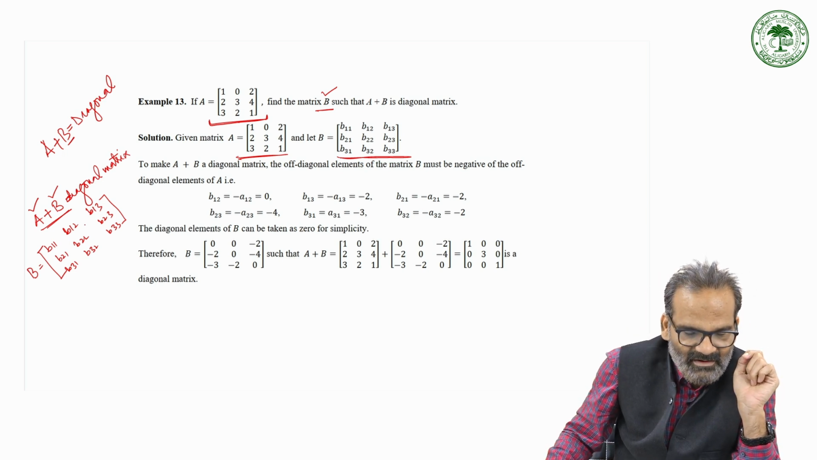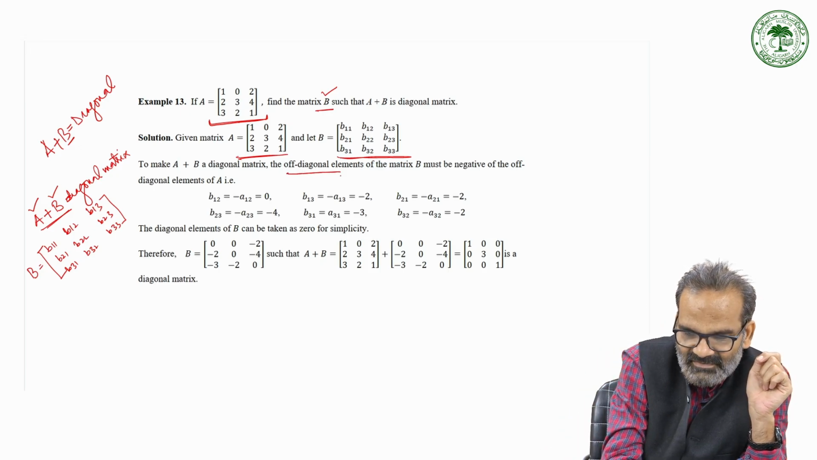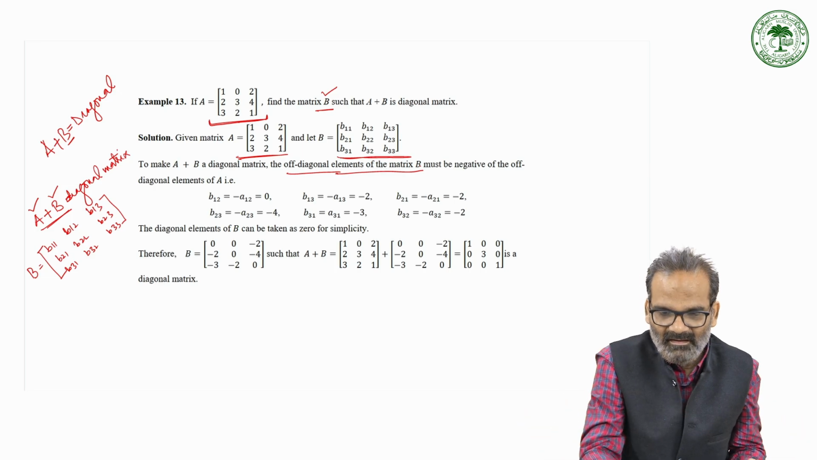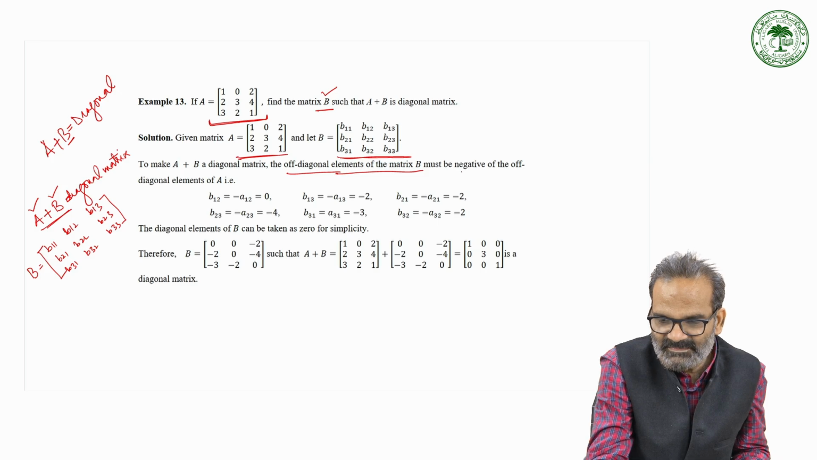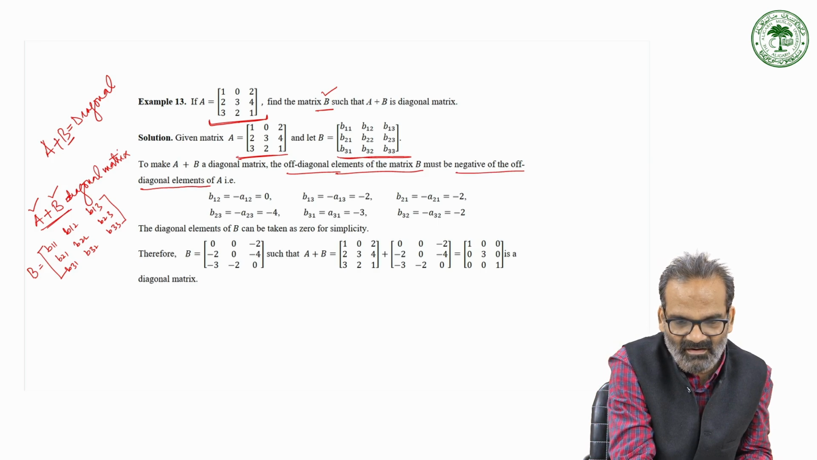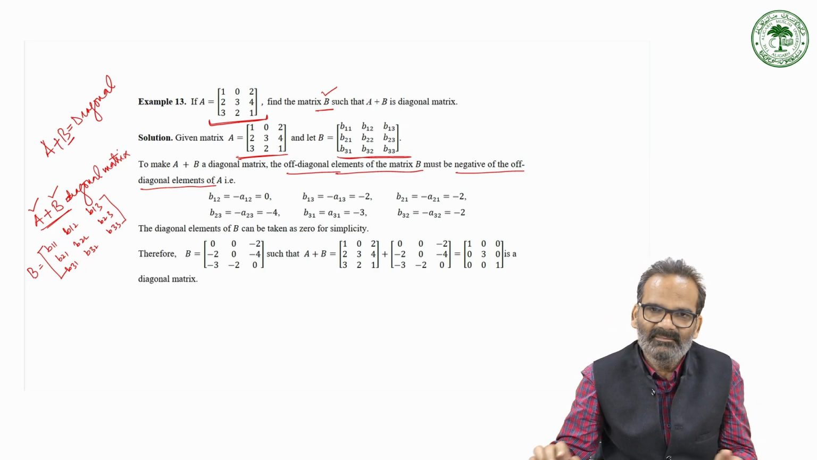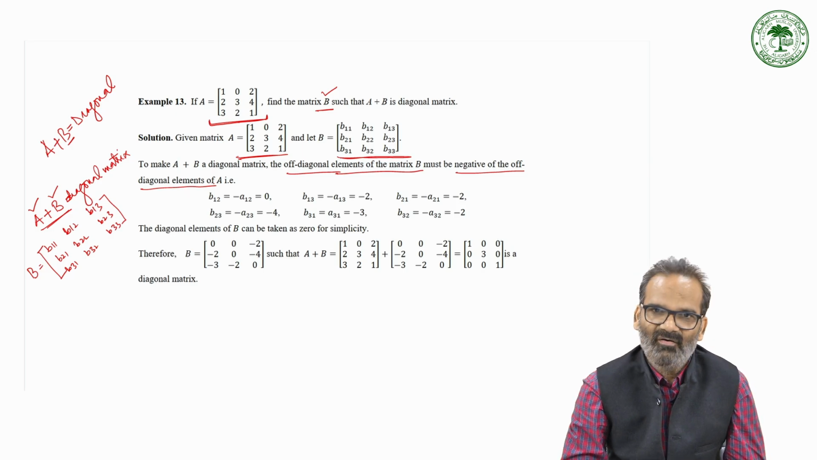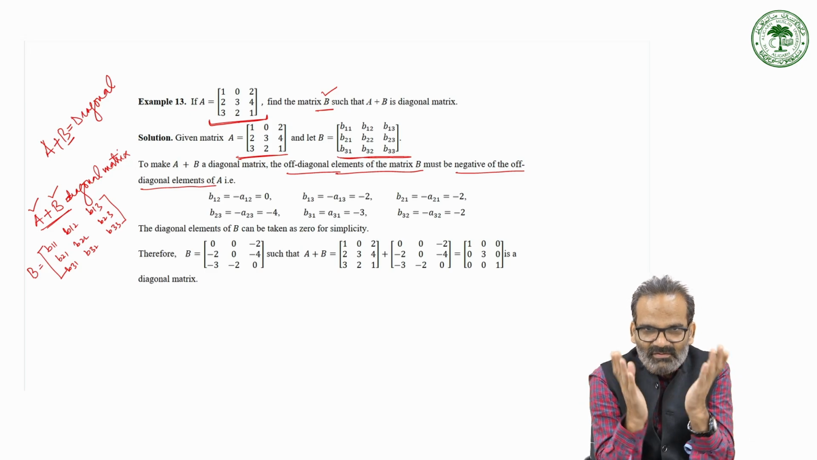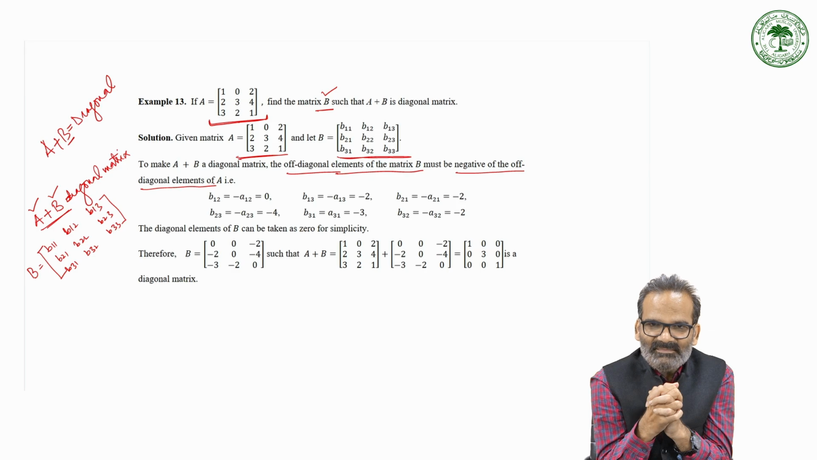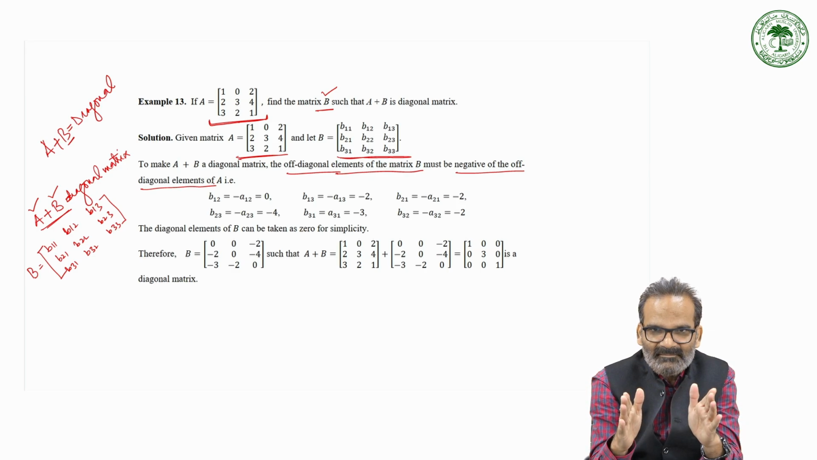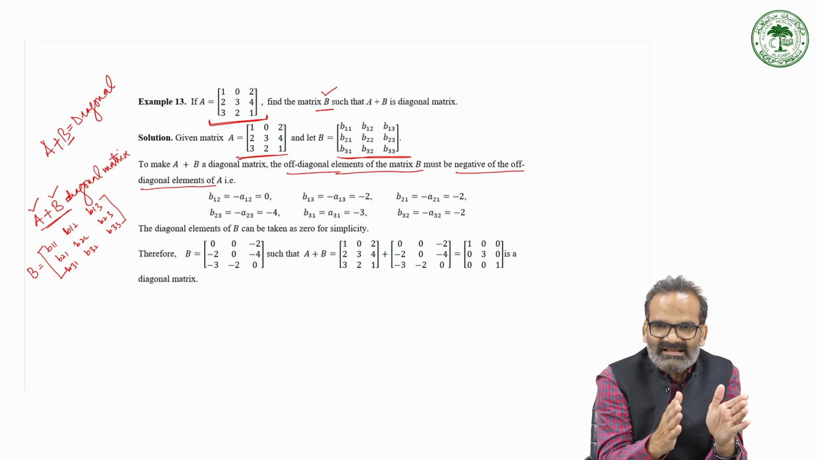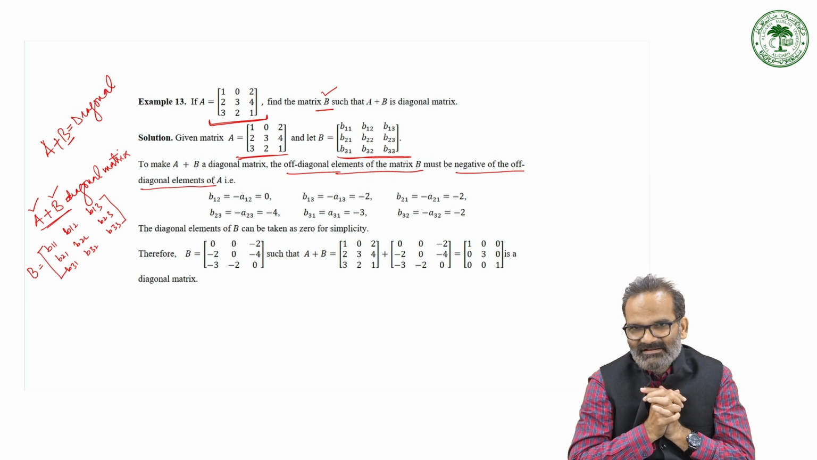So to make A plus B a diagonal matrix, the off-diagonal elements of the matrix B must be negative of the off-diagonal elements of A. Off-diagonal elements are the elements other than the diagonal ones. So all the elements of the matrix B other than the diagonal must be negative of all the elements of the matrix A other than the diagonal. Clear? Are you getting the point?